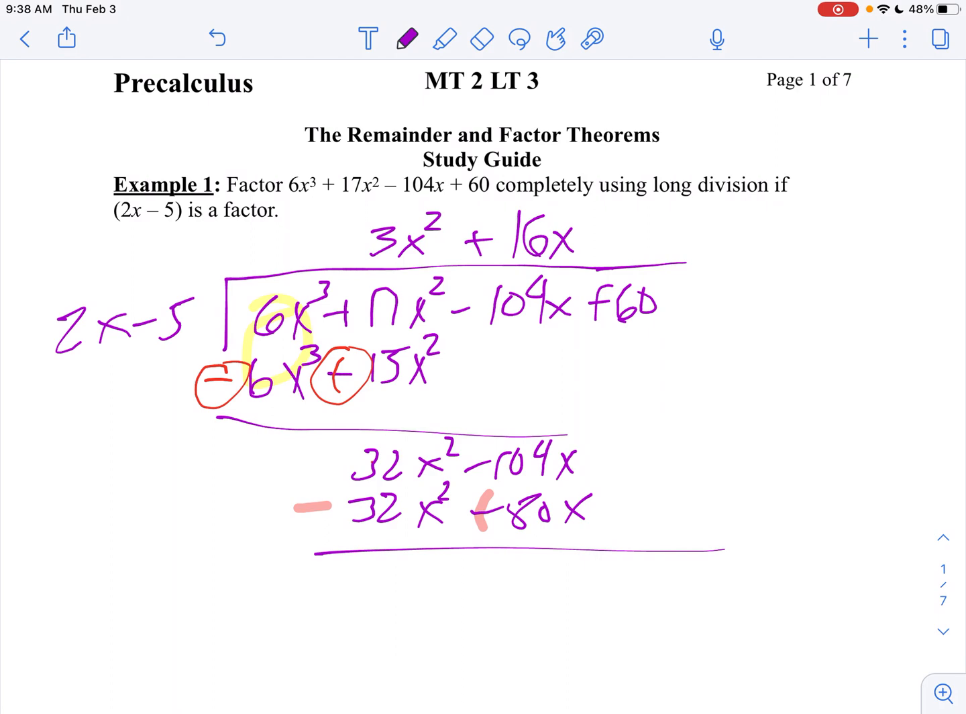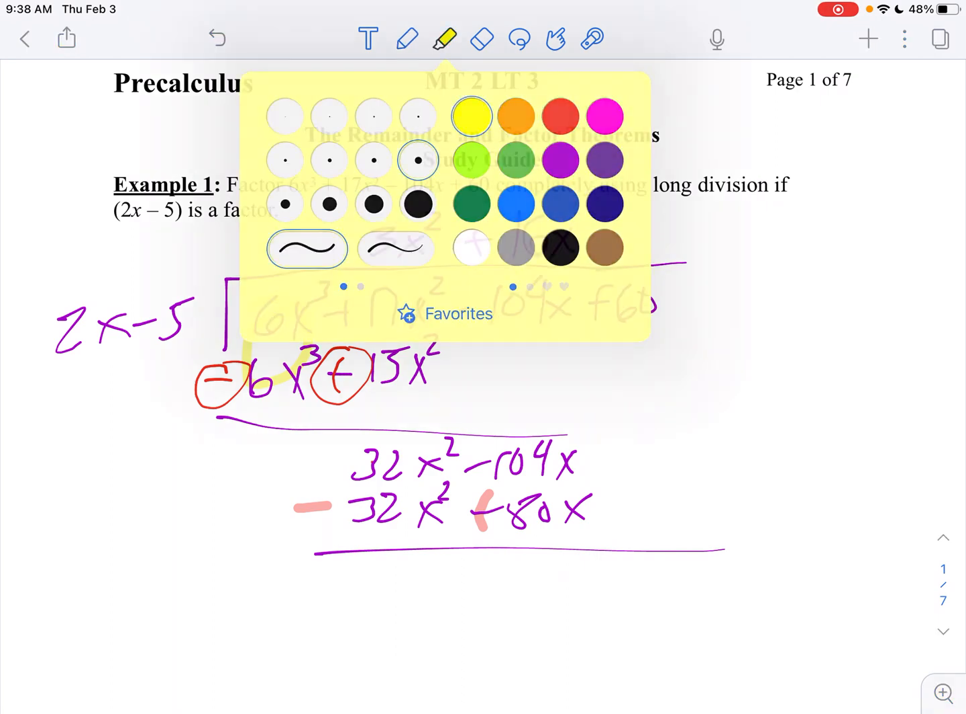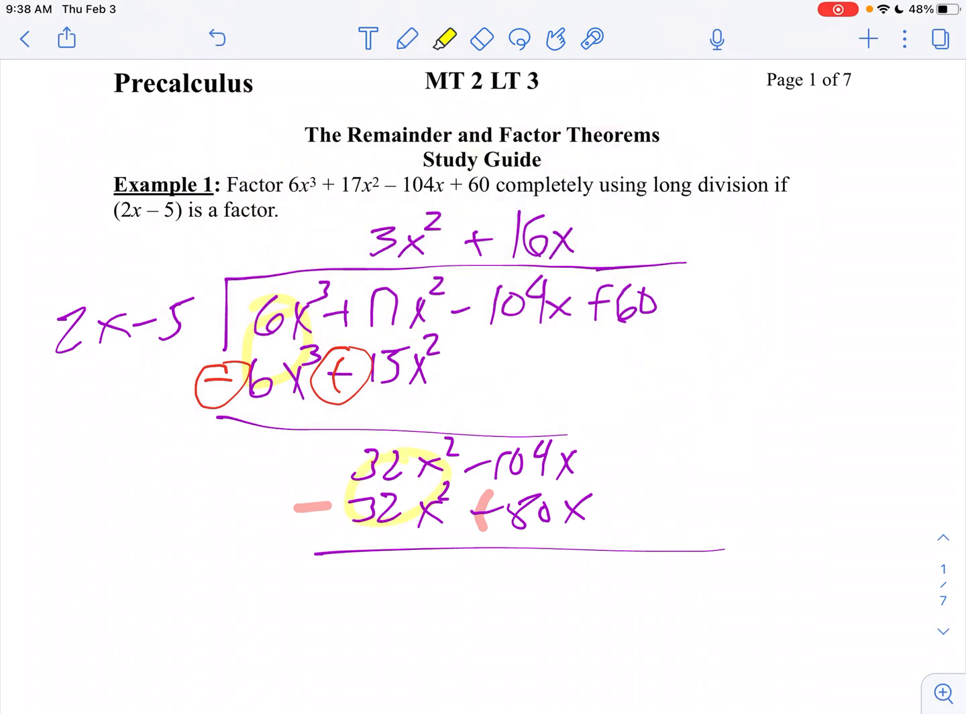So then, notice once again, I get 0 for my first term, which is what I want. Then negative 104 plus 80 would be negative 24x. Bring down the plus 60. Now 2x times what gives us negative 24x? Well, that would be negative 12x. Or not negative 12x, just negative 12. Sorry about that. So then I take negative 12 times 2x, I get negative 24x. Negative 5 times negative 12 is positive 60.